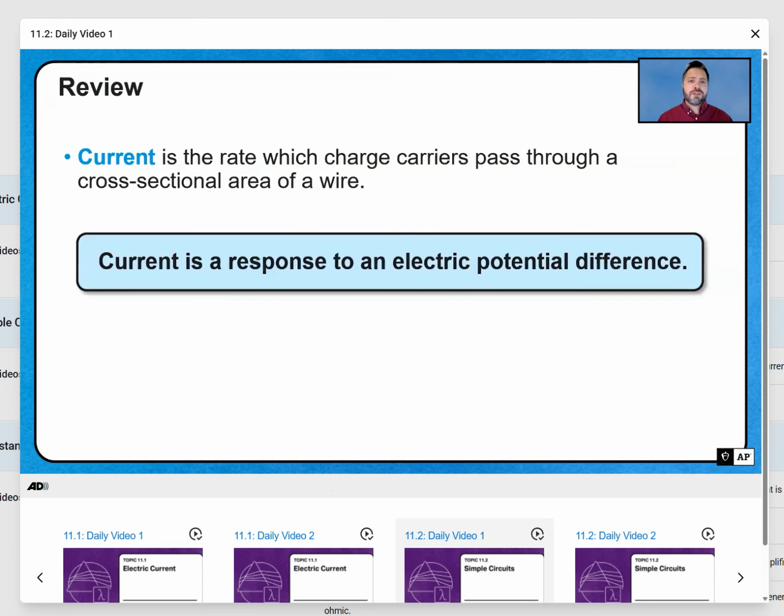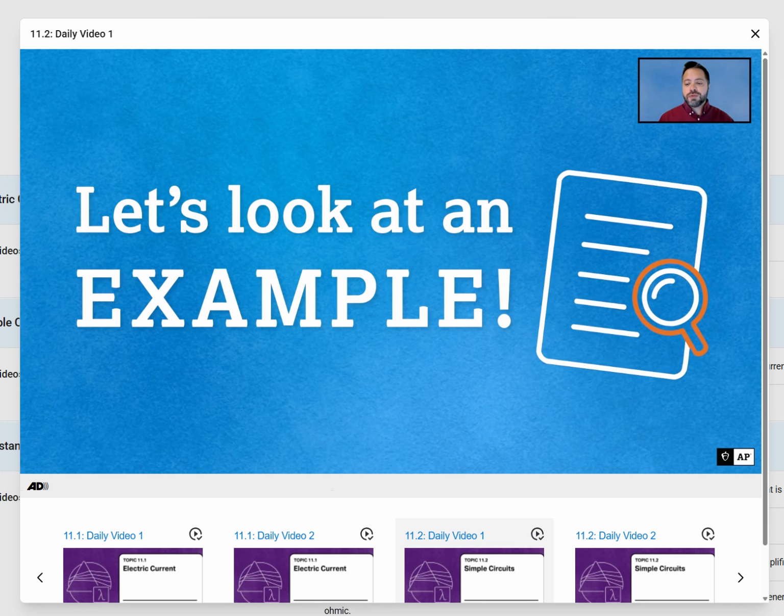Remember, current is the rate at which charge carriers pass through a cross-sectional area of the wire, but it's only going to happen so long as there's an electric potential difference to cause them to drift in the same direction. So let's take a look at an example of a closed loop or a closed path.